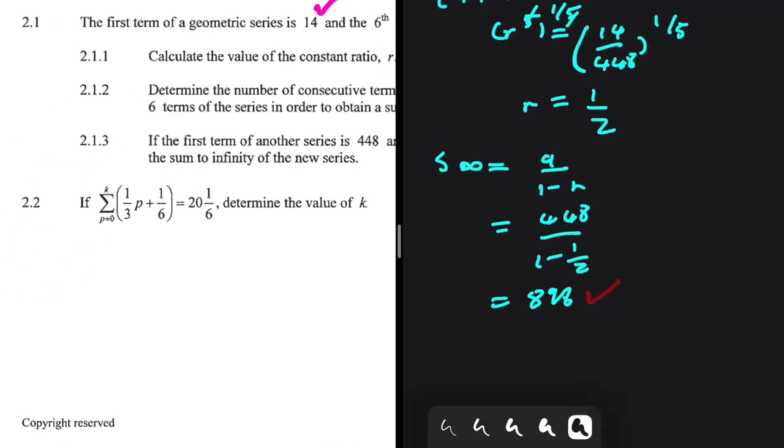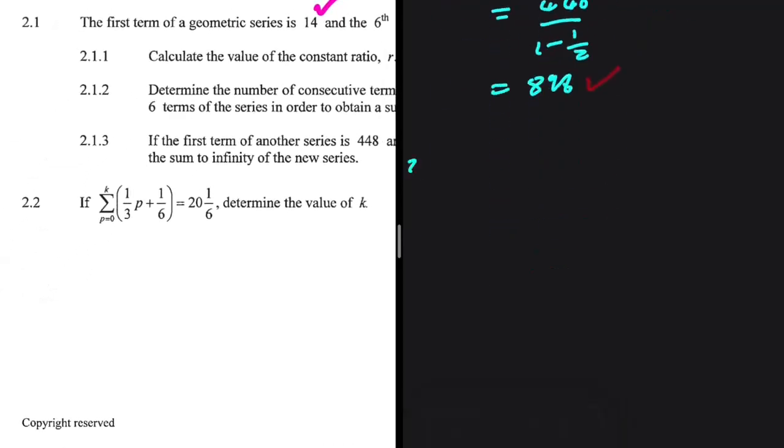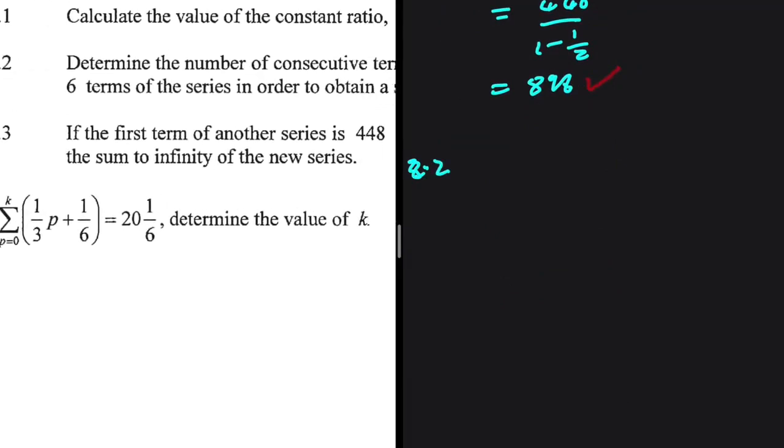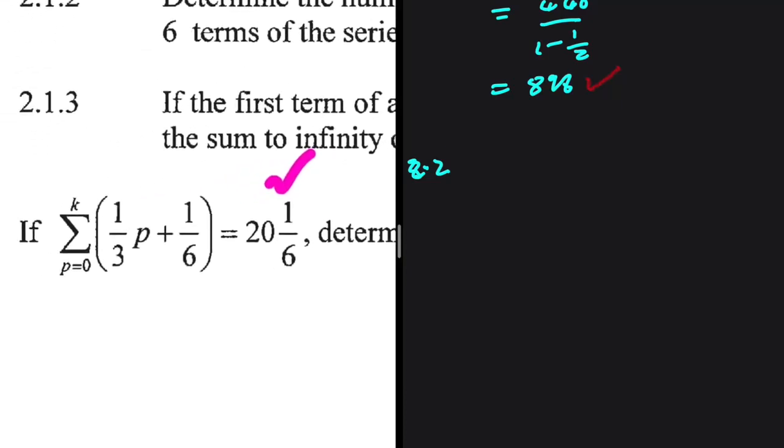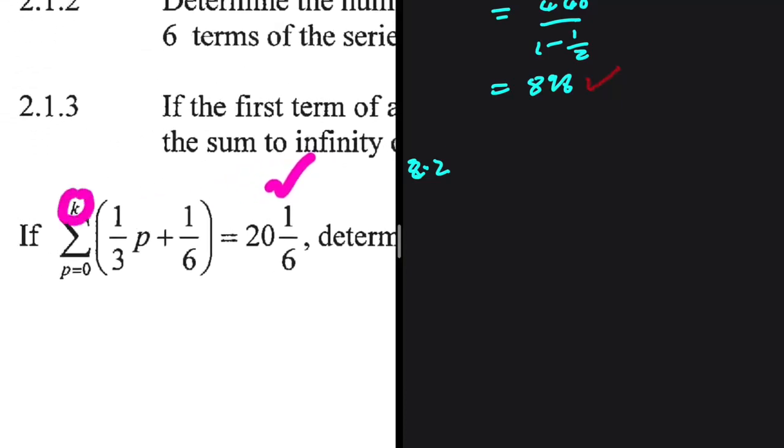2.2, let's take a look at 2.2 and see what is happening there. So in 2.2, we're given some sigma notation and the sum, right? We're supposed to determine the value of k. Let's make sense of k. K plus 1 is the number of terms we have in our series. Meaning that if we can find the number of terms we have in our series, then k will just be the number of terms minus 1. Okay, so let's go ahead and find the terms of our series.